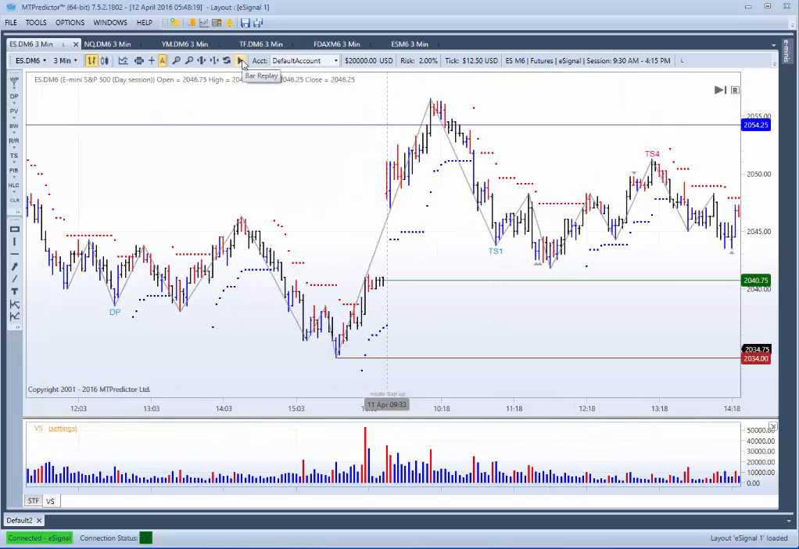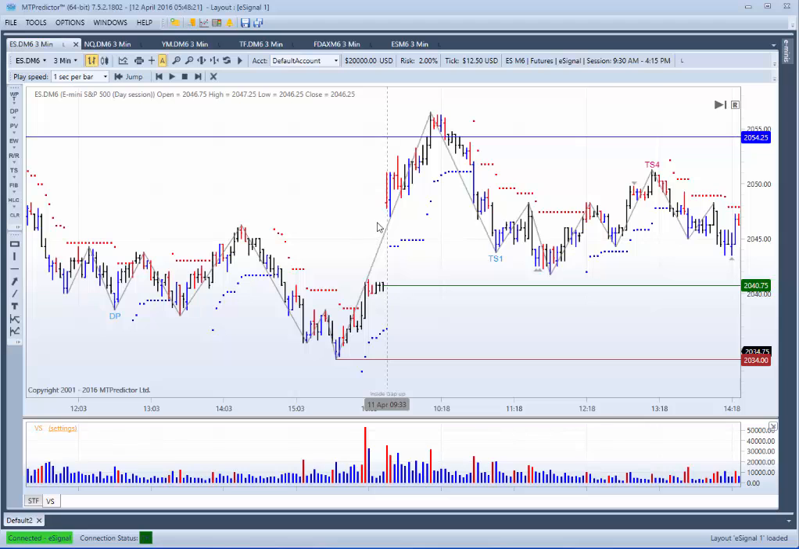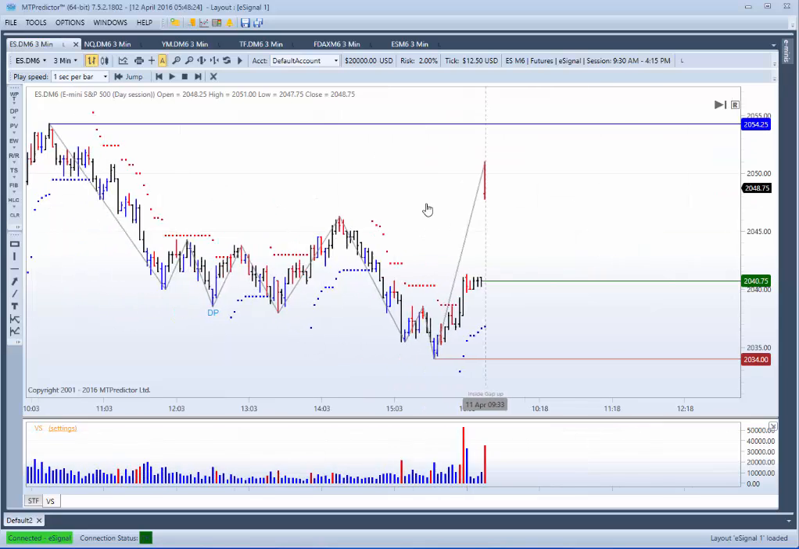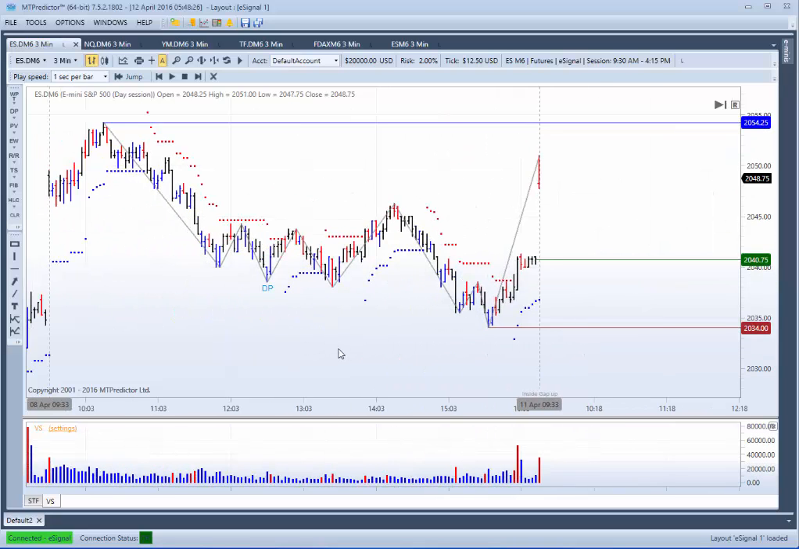So what I'll do is use bar replay mode to jump back right to the start of the day. And what we can do is place our DPs on our chart. And remember, these are leading indicators, so they're there on the chart in advance. The most obvious place would have been this previous swing high here. So I'll just place that on.